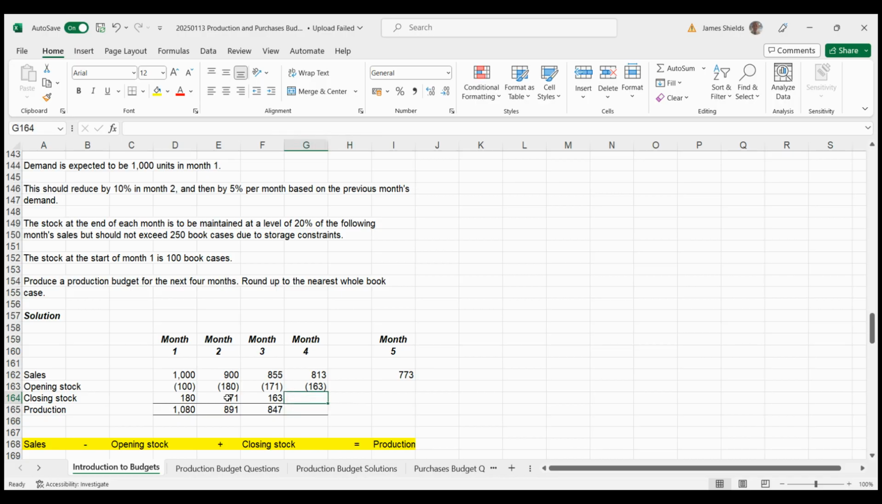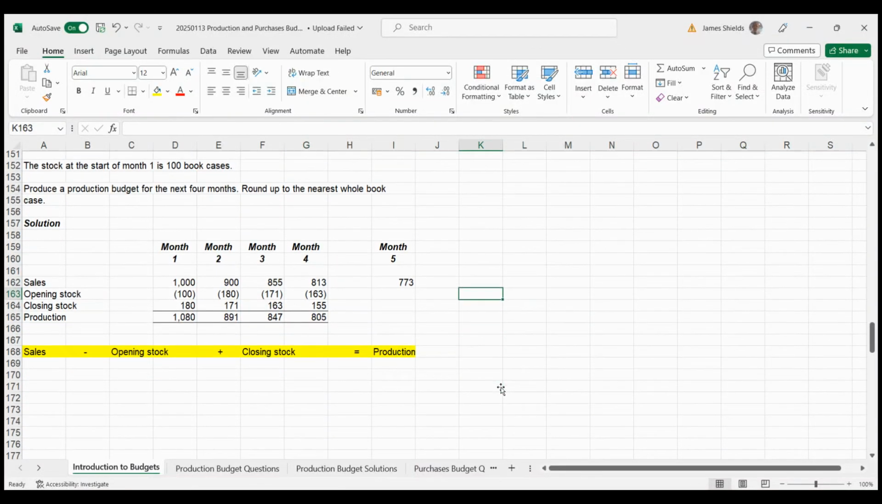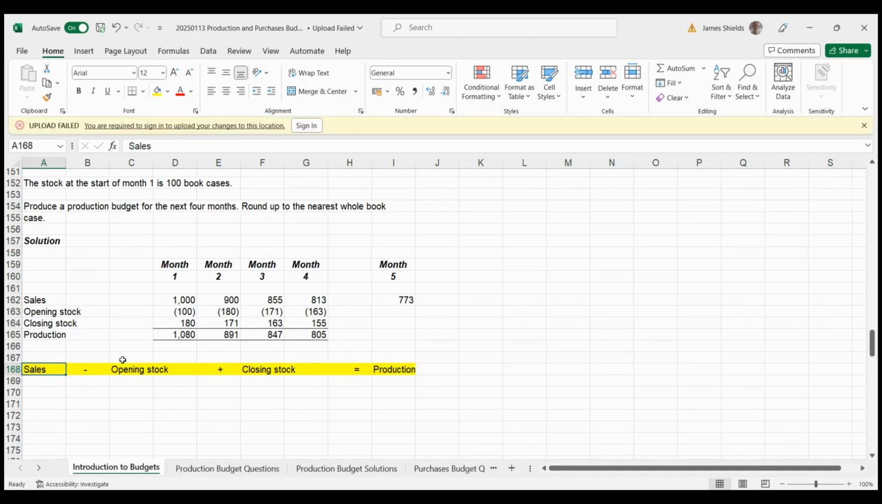So that means my closing stock then for month 4 will be 773 times 0.2. So that'll be 155 units. So the production from month 4 will be 805. Now I just highlighted for you here, to get the production, you have your sales, less your opening stock, plus your closing stock, that equals the production for you.